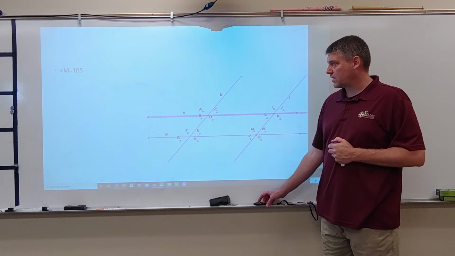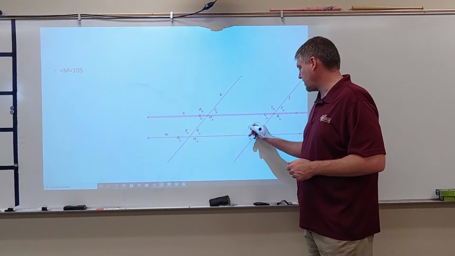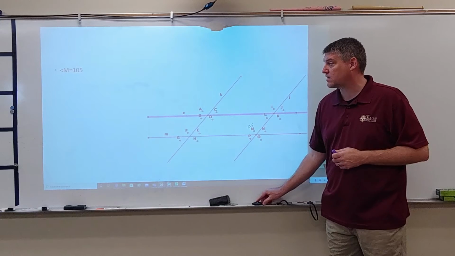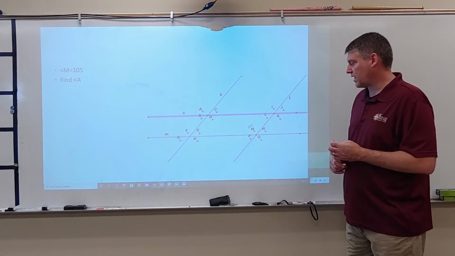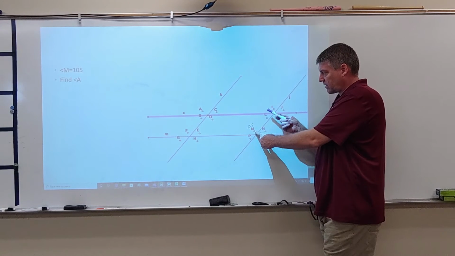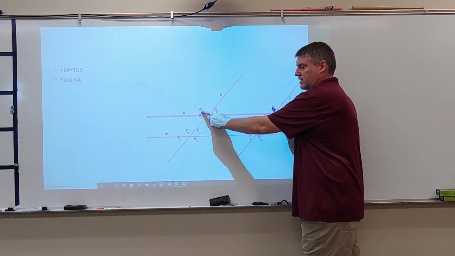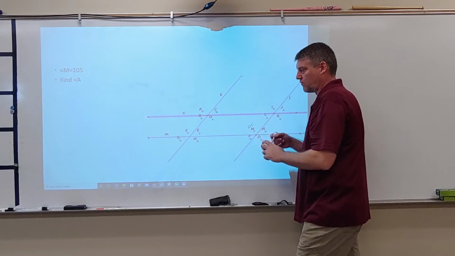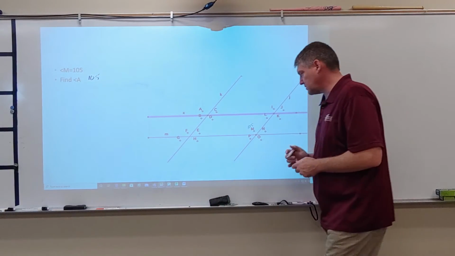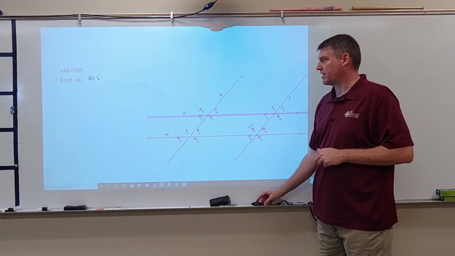Okay, so here I have, this is 105. So if you can't see, this angle here is 105. So I have multiple parallel lines here. So find angle A. So when I'm here, I have 105. So corresponding angle says this is 105. And I is corresponding to A, so it's 105. All right? So these are two sets of parallel lines, and so I get to use corresponding angles, I get to use alternate interior, I get to use vertical.